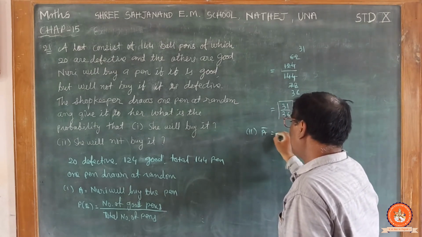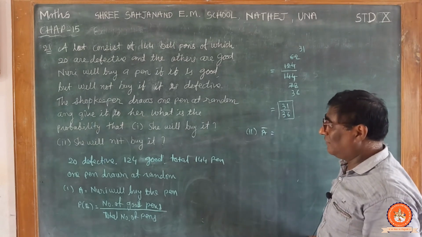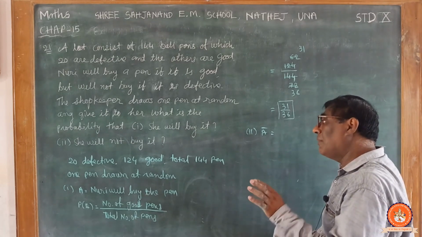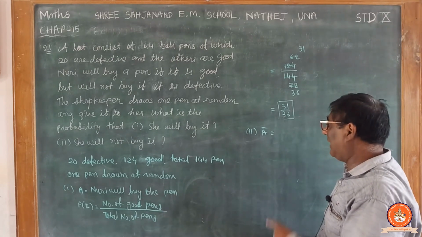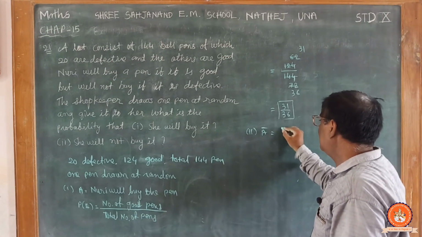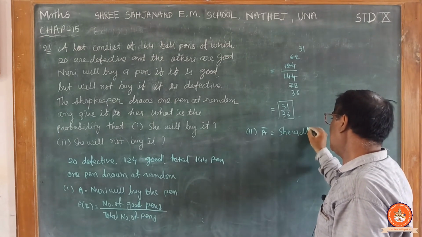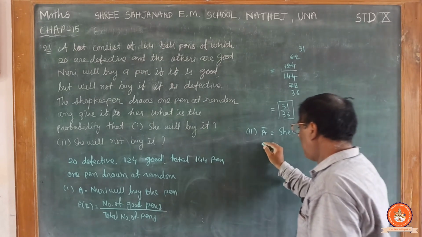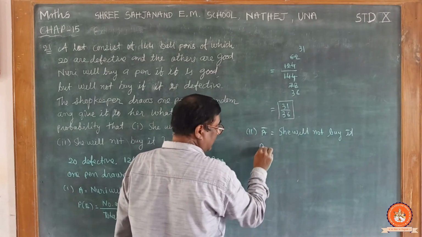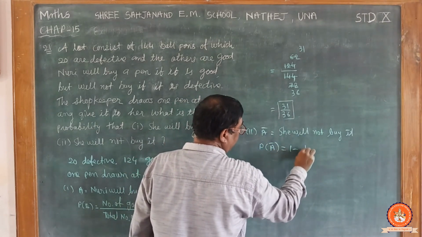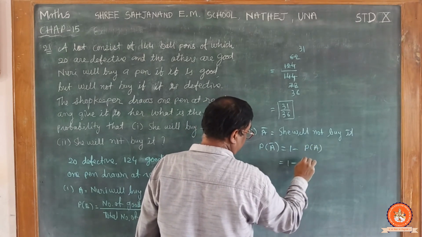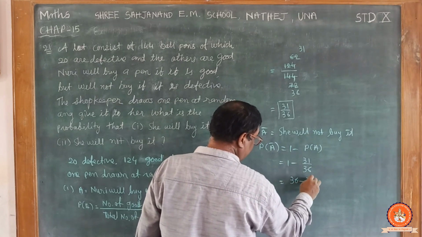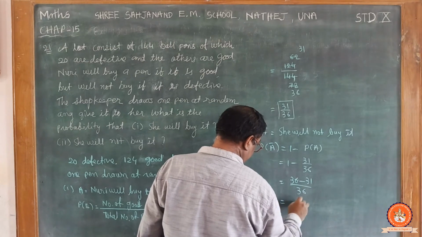So A dash will be the event that she will not buy the pen. If A is that she will buy, then she will not buy is the complementary event. So the probability of A dash is equal to 1 minus P of A. It's 1 minus 31 upon 36, which is 36 minus 31 upon 36. It's 5 upon 36.